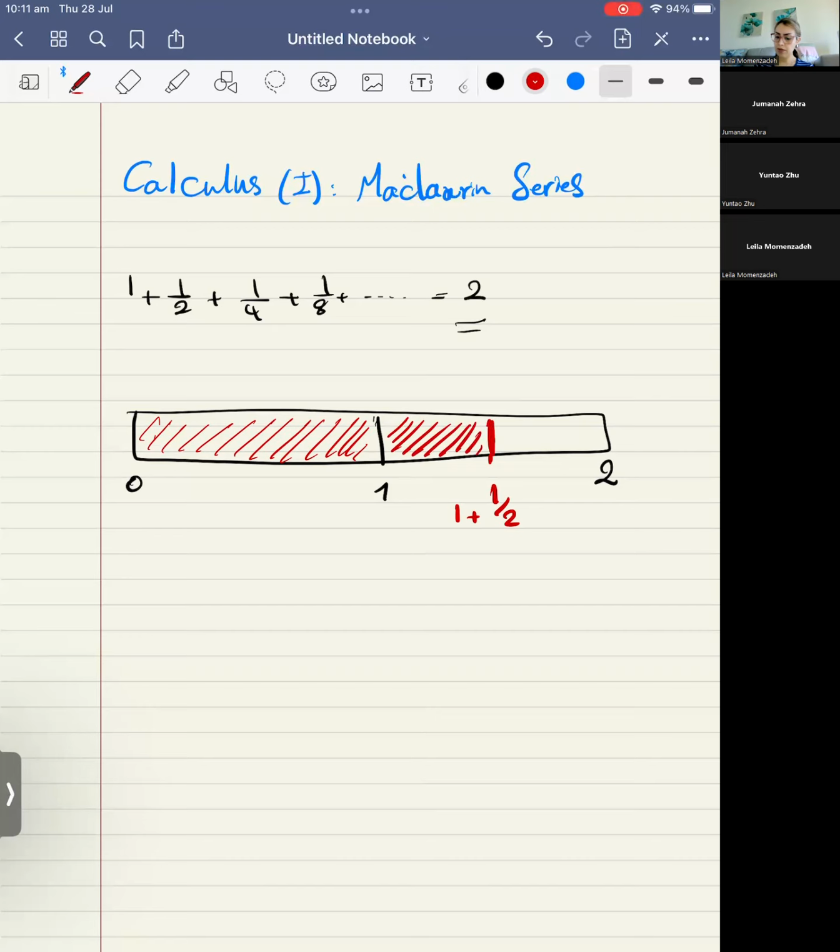And plus 1 over 4. If this part is divided into 2 parts, it is the 1 over 4 here. It means that here is 1 plus 1 over 2 plus 1 over 4. Again, add here 1 over 8, this amount. Here is 1 plus 1 over 2 plus 1 over 4 plus 1 over 8. And keep going. At the end, it decreases, but you reach 2. It's like the limit, yes? You reach something.